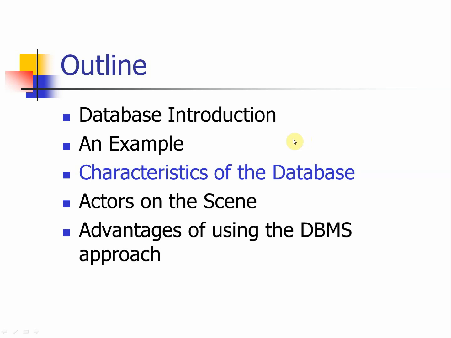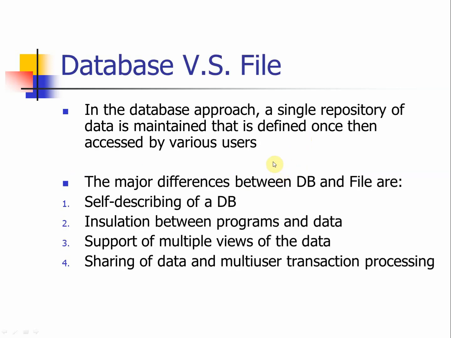Let us take a look at the characteristics of the database. What separates a database and a file? In a database approach, a single repository of the data is maintained and is defined once, then accessed by various users. The major difference between database and file: basically, the database is the thing that we're going to learn in this class, in this semester.